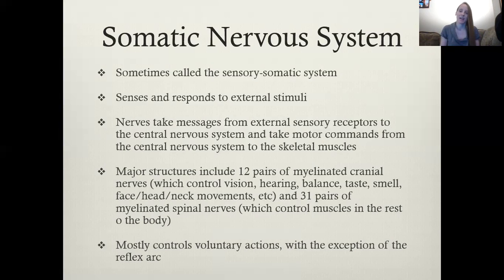muscles. This is made up of a whole bunch of different cranial nerves, which control things like vision, hearing, balance, taste, smell, movement. Also myelinated spinal nerves, which control all of your muscles. The somatic nervous system is mostly controlling only voluntary actions like movement, though also your reflex arcs.